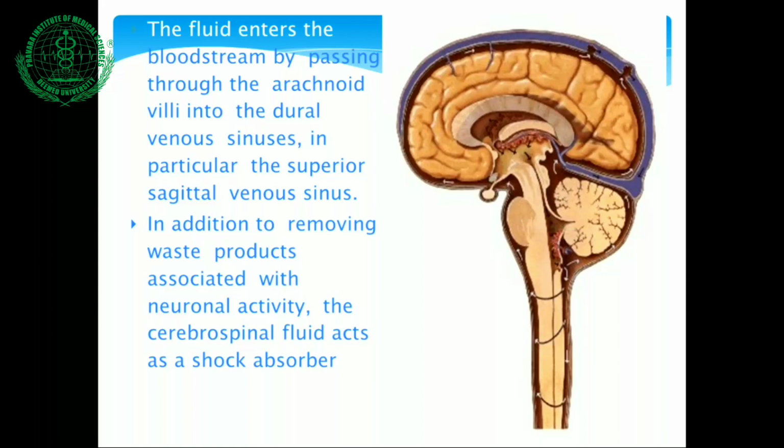This cerebrospinal fluid helps in removing the waste products associated with neuronal activity. The cerebrospinal fluid acts as a shock absorber. Then it provides nutrition to the brain and spinal cord.